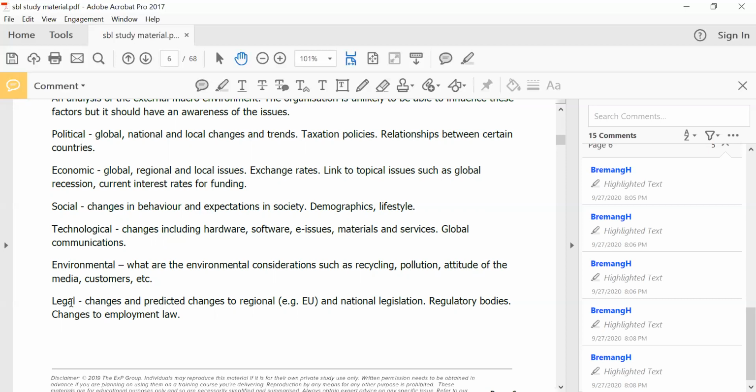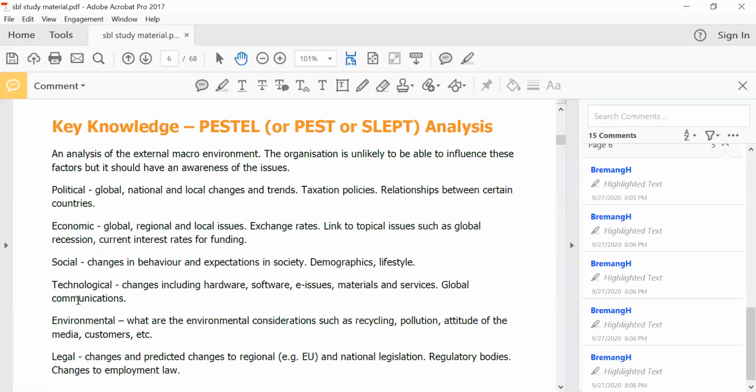And the last perspective, we are talking about legal factors. Legal factors, we are talking about the legislations, the laws and regulations coming up in the country, coming maybe from the outside world, all tend to affect businesses. So changes and predicted changes to regional, especially the European Union, and national legislation, regulatory bodies, changes to employment law, all these things tend to affect an organization.